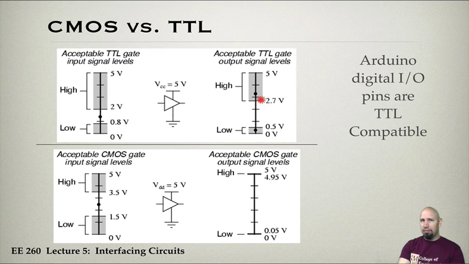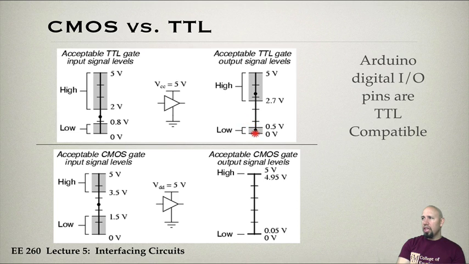Not guaranteed. That's kind of surprising, isn't it? Not guaranteed to put out 5 volts. It's going to put out something between 2.7 and 5 volts. That's considered acceptable according to the TTL standards. As far as output is concerned, a low is going to be between 0.5 volts and 0 volts.